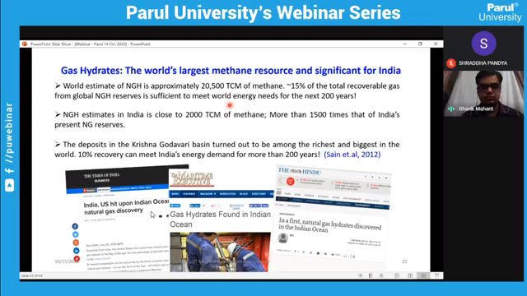After NGHP 1, ONGC and everyone announced that India has close to 2000 trillion cubic meters of methane. Worldwide there is 20,500 trillion cubic meters of methane in the form of natural gas hydrate. The most important thing is that it is in the form of natural gas hydrate, 20,500. If we use 15% of it, we can meet all the world's energy needs for 200 years.